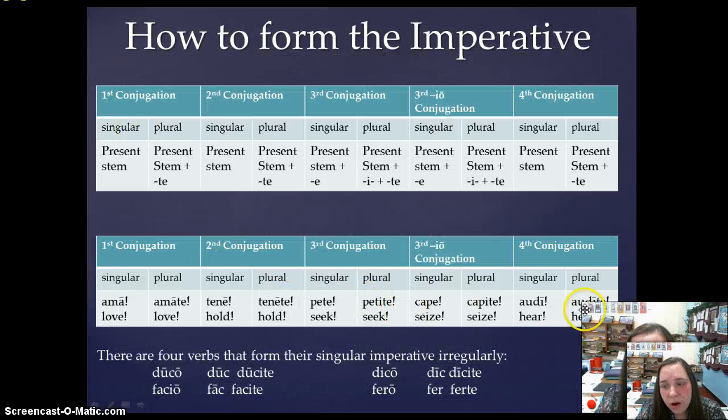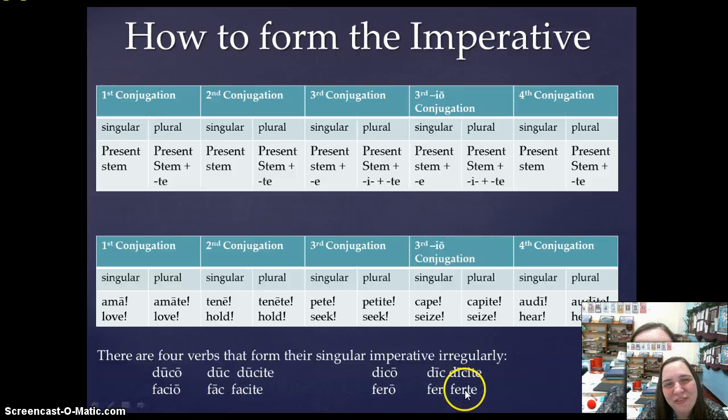Okay. There are four verbs that are going to form their singular imperative irregularly, okay? Duco, dico, facio, and fero, okay? The way in which these are irregular is that the singular imperative, right, doesn't have a vowel on the end of it. It's just duc, dic, fac, and fer, okay? For the most part, or at least three out of the four of these, the plural imperative is going to be regular, like ducite, dicite, facite.